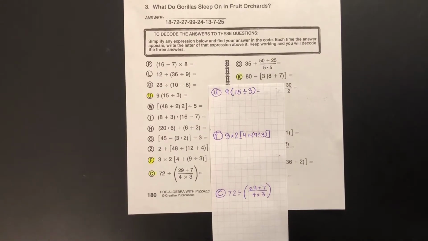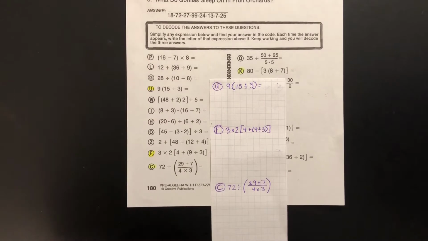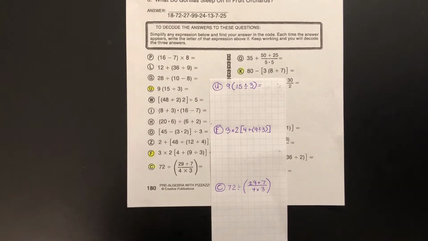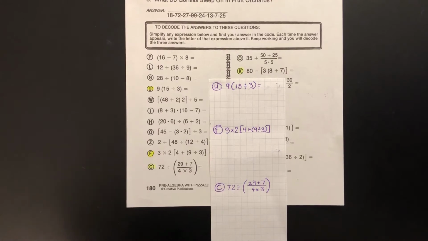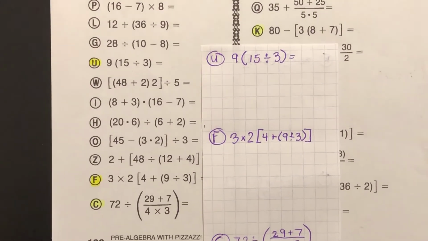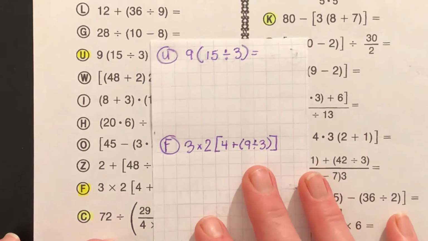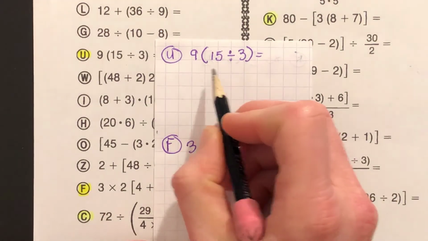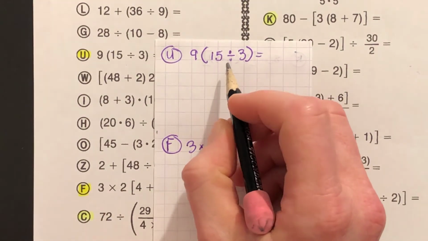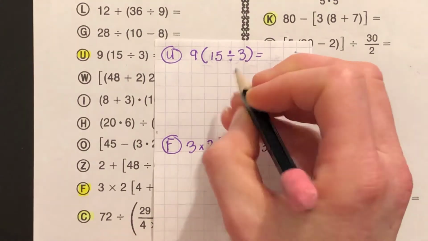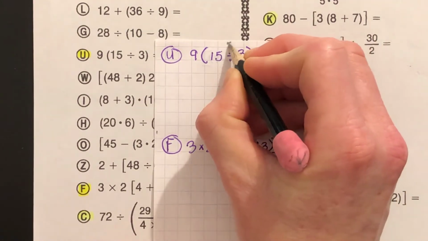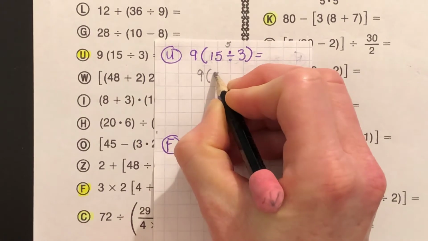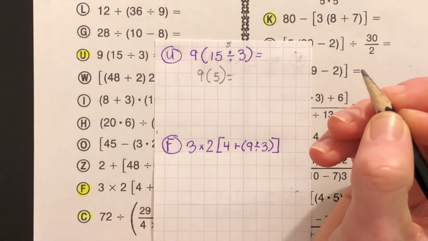We're gonna solve some riddles, like what do gorillas sleep on in fruit orchards? And we'll do some order of operations with integers. Shall we begin? We'll start with U. I've copied it here. And let's proceed. First thing we do is the operations inside of the grouping, parentheses. 15 divided by 3 is 5, so that gives us 9 times 5, which equals 45.